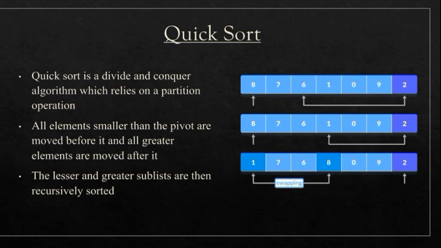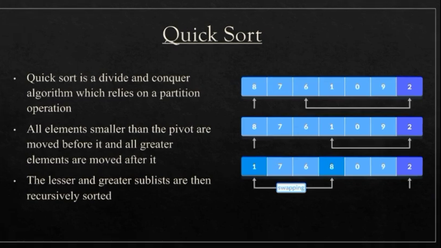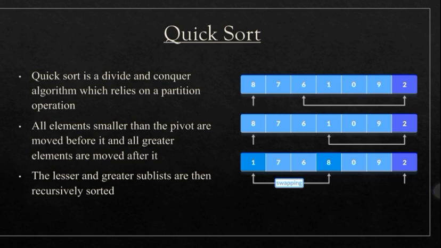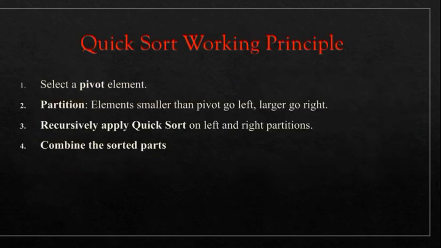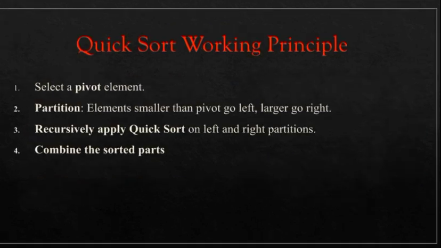Quicksort is one of the most effective algorithms and it works on the divide and conquer method. Divide and conquer is nothing but the given problem is divided into smaller subproblems, the subproblems are solved recursively, and then the solutions are combined. Next we see the working principle of the quicksort algorithm. The four important steps in the quicksort algorithm.